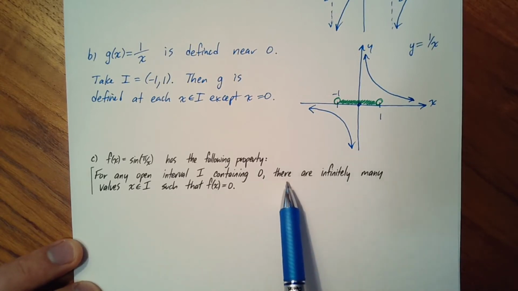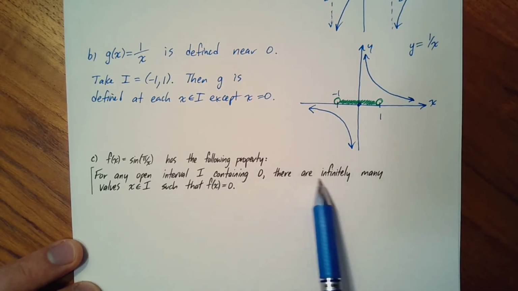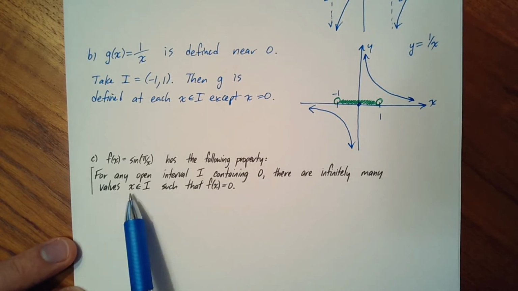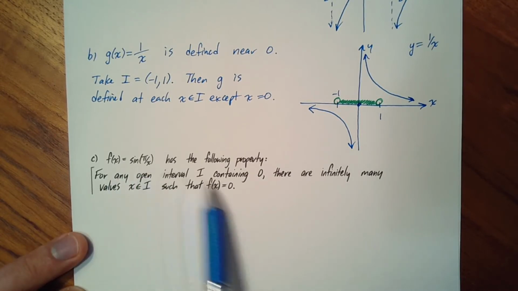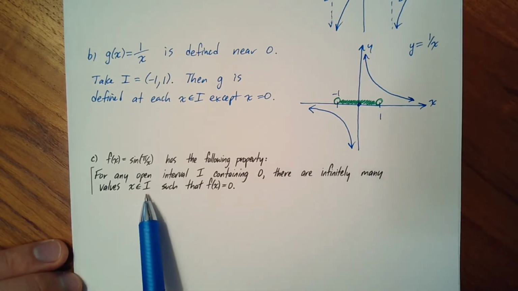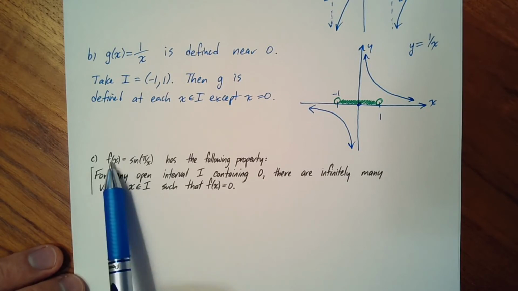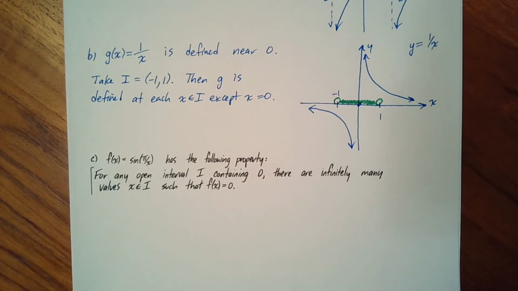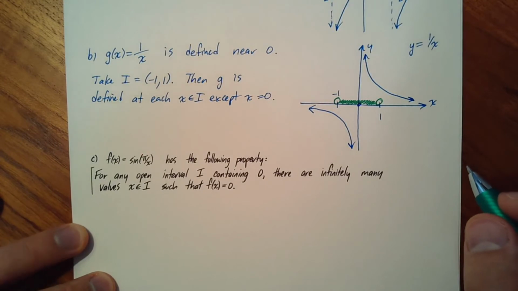The claim is that no matter how small you make this interval I, there are going to be infinitely many values x in that interval, such that this function is equal to 0. So in other words, there's infinitely many places in your interval, no matter how small it is, that the graph of this function crosses the x-axis. So that's not really necessarily obvious, right? So let me give you a bit of a demonstration here.